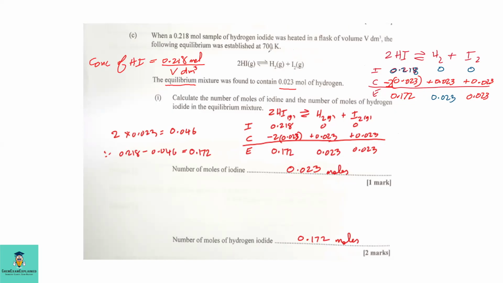Now notice that the temperature given here is 700 Kelvin. We don't need to do anything with this value. It is just telling us that this reaction takes place at this temperature. So right here, we now have the number of moles of hydrogen iodide to be 0.172.